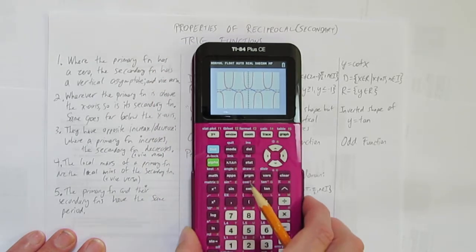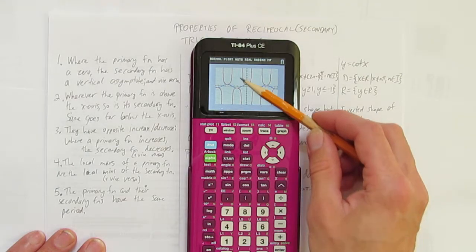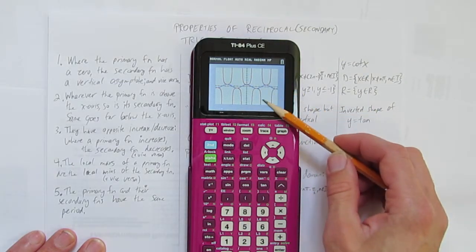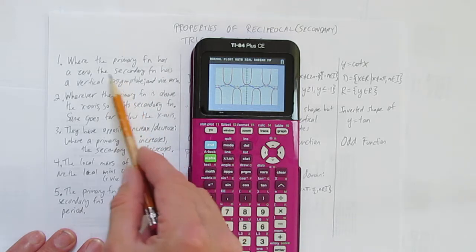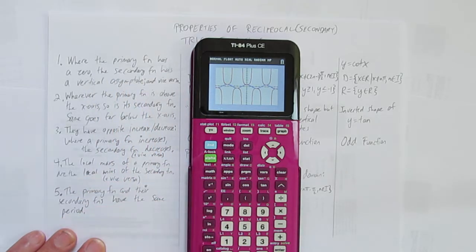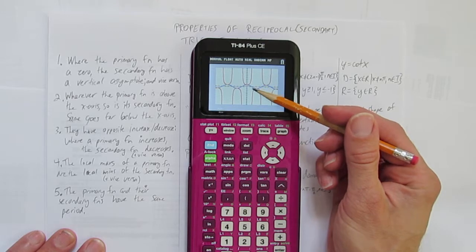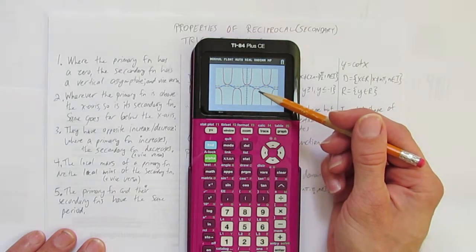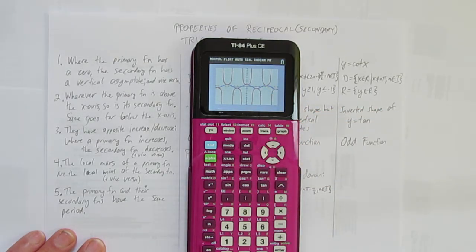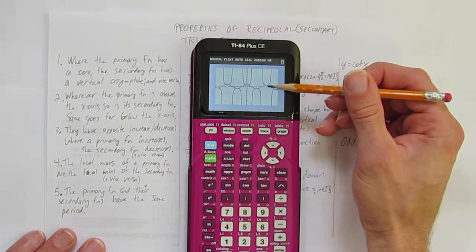Let's check the properties quickly again. Notice wherever there was a 0 on the blue again, that became a vertical asymptote for the red. That is, the primary function zeros become vertical asymptotes for the secondary function. Notice wherever red is above the x-axis, that's where blue is above the x-axis, and where blue goes below the x-axis, that's where red's below the x-axis.